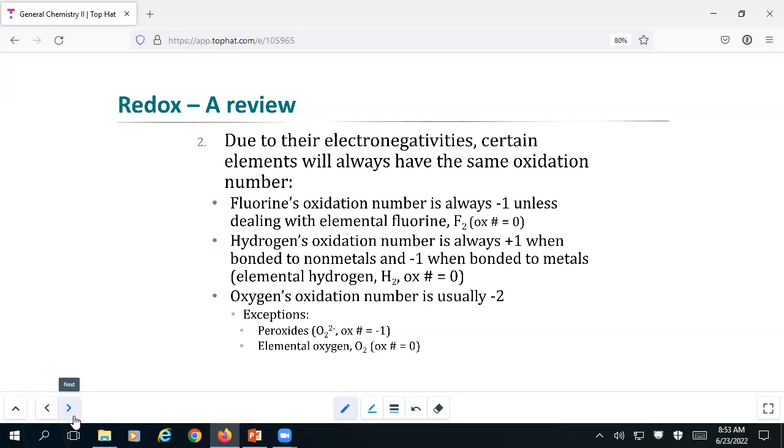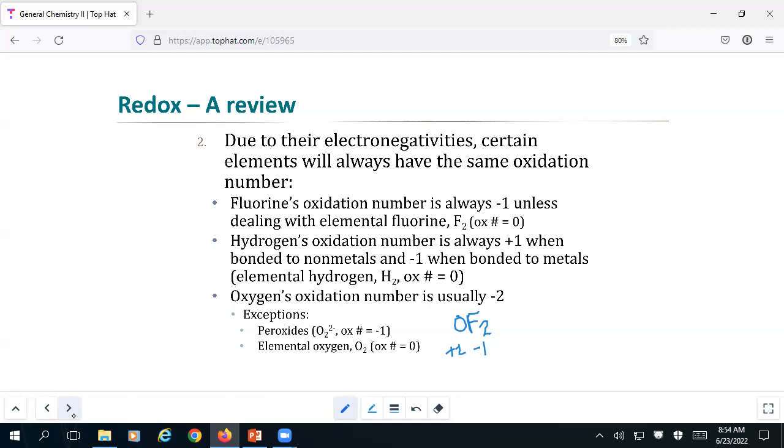And the other exception, and it's not listed here, is in compounds like OF2, where the negativity of the fluorine is going to force oxygen to act like a positive charge. Now, oxygen difluoride is not a molecule we're going to deal with a whole lot, but it's an important thing to note. If we have fluorinated compounds that contain oxygen, if there's no other place for the fluorine to get its -1 charge, it'll take it from the oxygen.